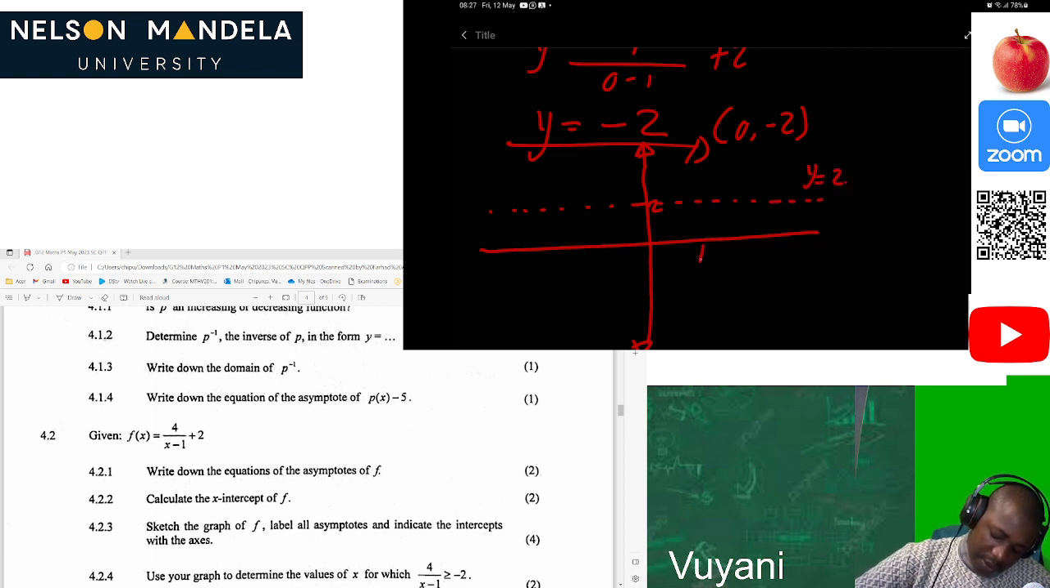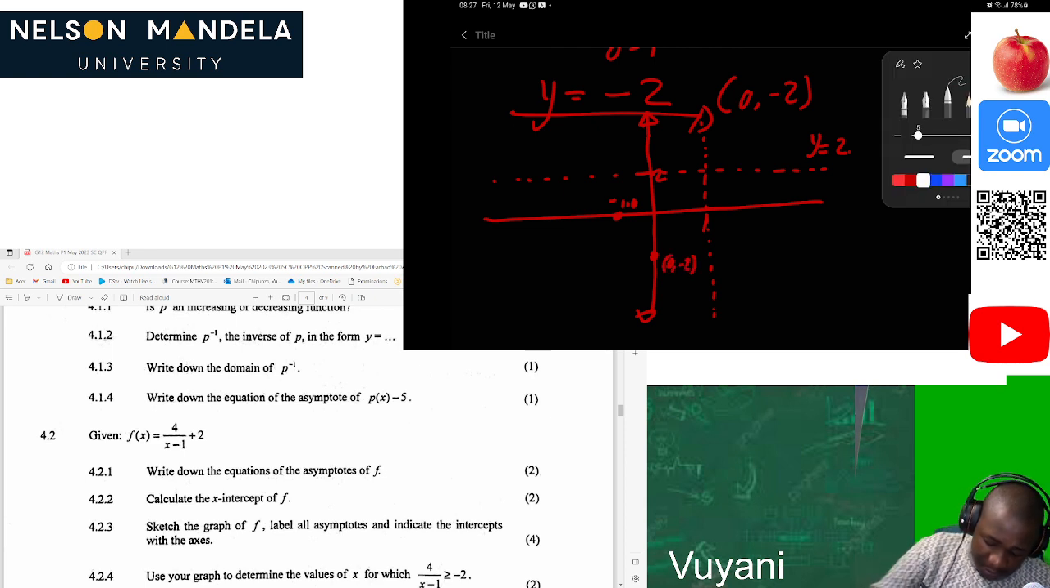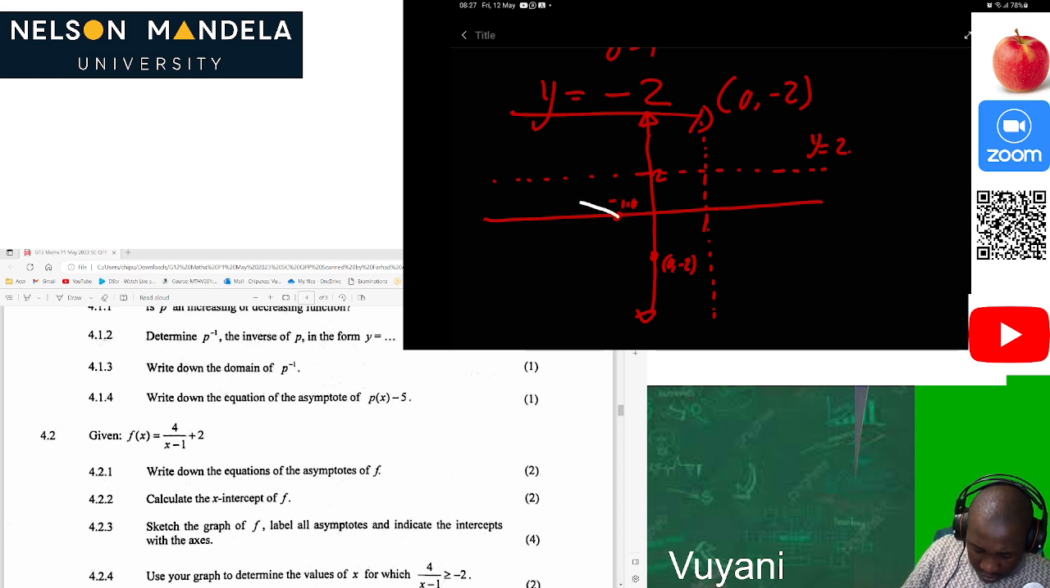Then we have our vertical asymptote at x is equal to 1. Now our x-intercept is (negative 1, 0). So negative 1, 0, here it is. Then we have (0, negative 2), which is our y-intercept. Then after that, let's plot this function. Of course, your graph cannot touch the asymptotes.